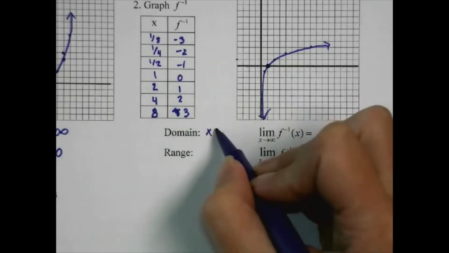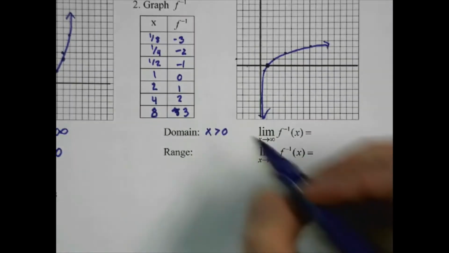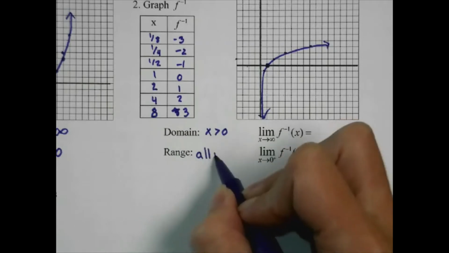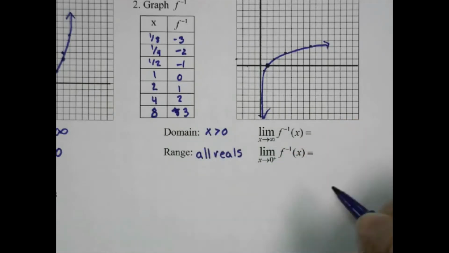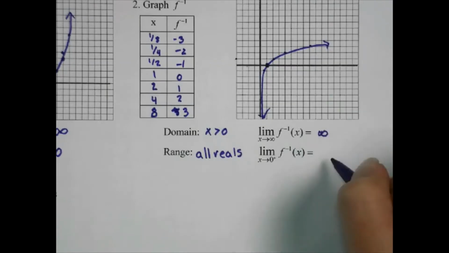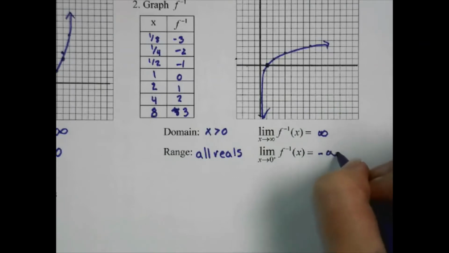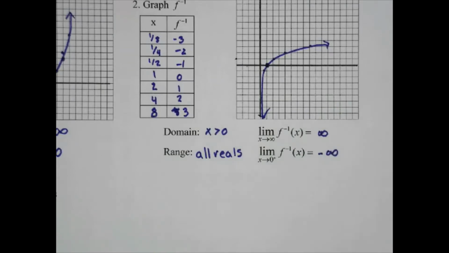The domain is x is greater than 0. We cannot take the log of a negative number. The range, however, is all reals. As x goes to infinity, this will go to infinity. As x goes to 0 from the positive side, it goes to negative infinity.